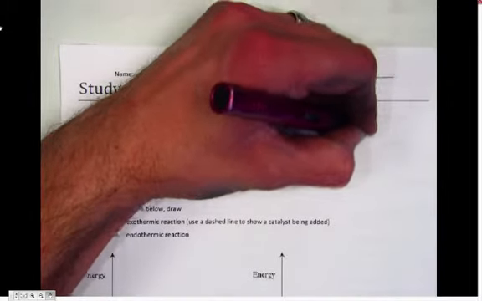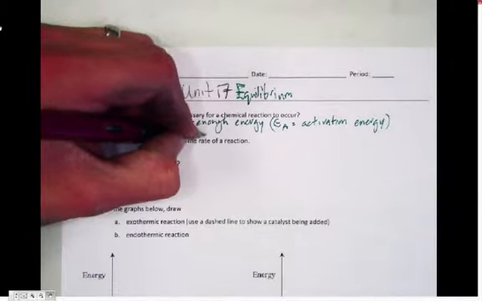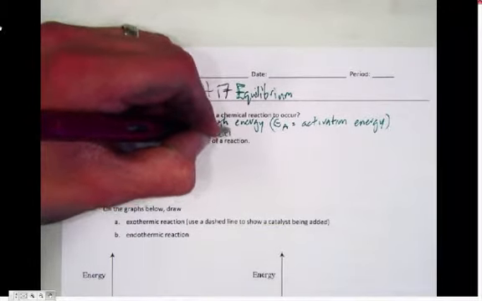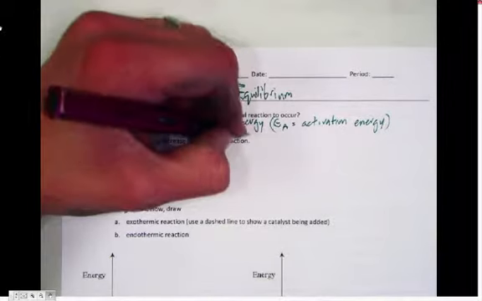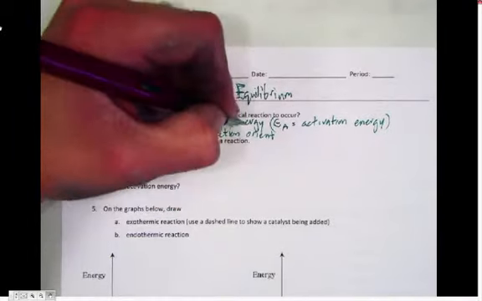And then the other thing that you need is the collision to have the correct orientation. So the two reactants need to not only collide, but they need to collide in the correct way. Orientation.